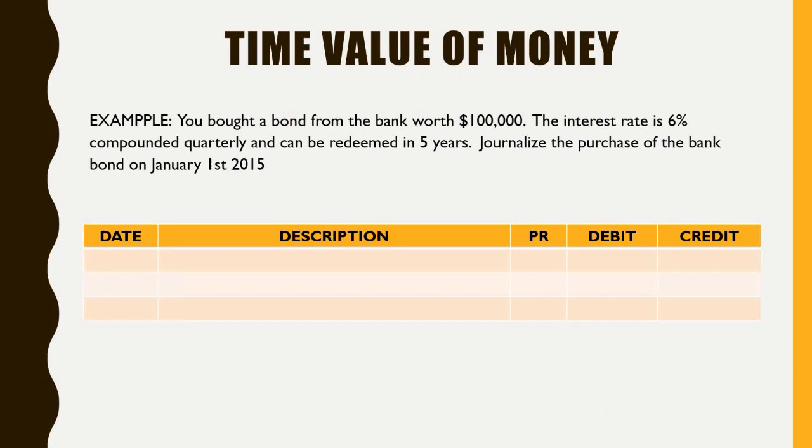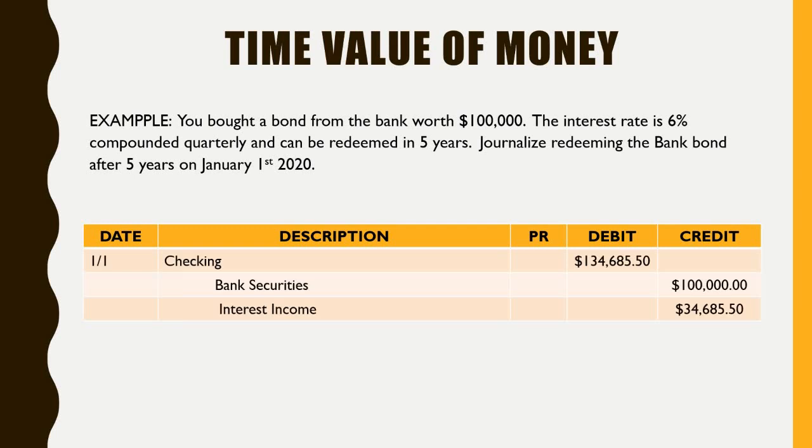Okay. So how do we journalize this? All right. So first off, we have to journalize that when we began this, we purchased it for $100,000, right? Then 5 years later, this is what you have to do. Or sorry, you purchased it in 2015 and you're redeeming it in 2020. 5 years later, right? And you want to redeem it.